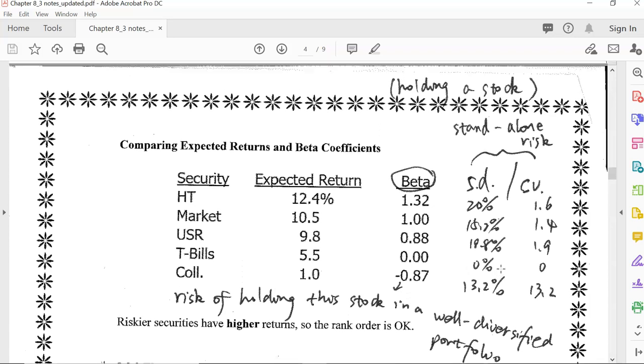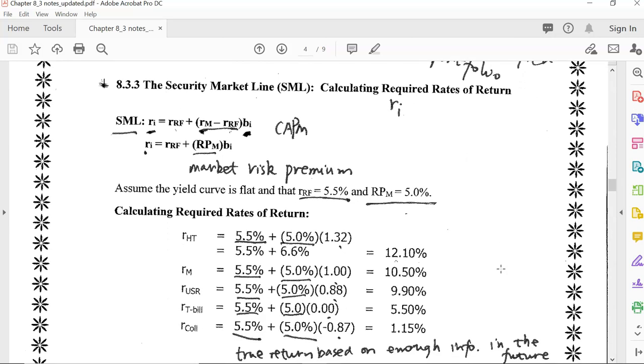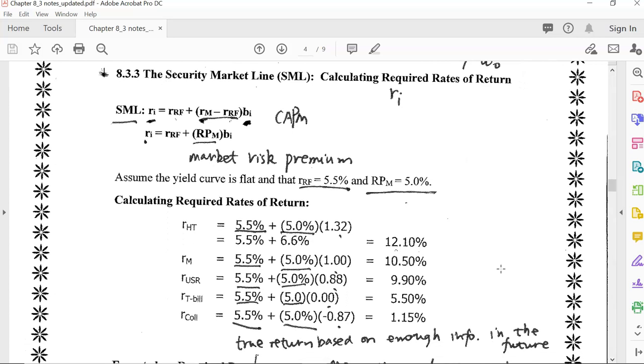Okay, so this is the second part of Chapter 8, Class 3 about beta. We're going to discuss the security market line in the next video.